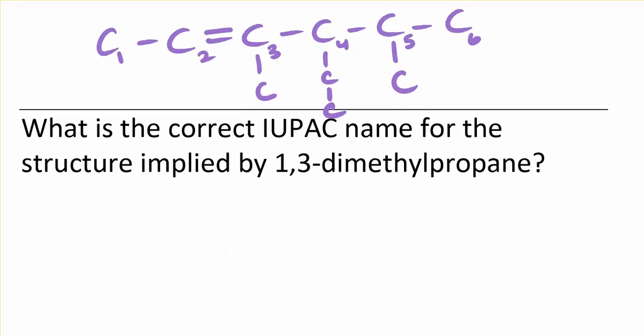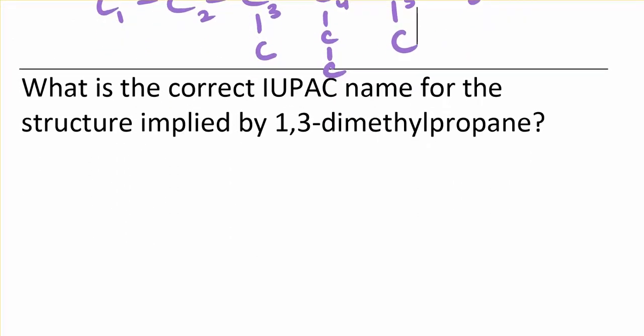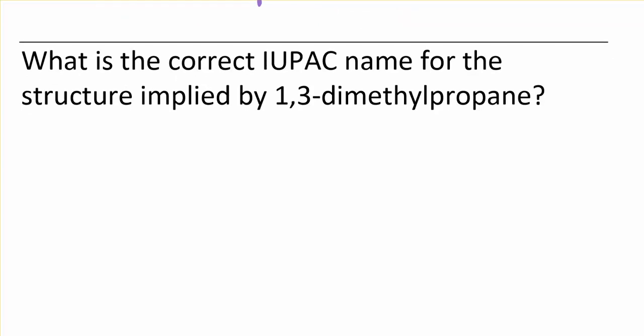Here's a little preview to an online quiz you'll be having. This is a lesson 8 quiz. I'll give you a name, and essentially I give you a name that's wrong, but you can still come up with the structure that is implied by it. So what you do is you take my name and you draw it, and then you look at the structure and you rename it correctly. So let's see how this works.